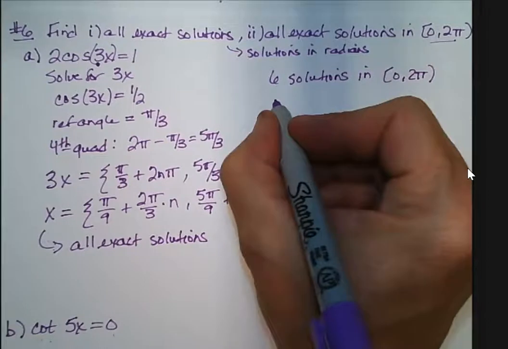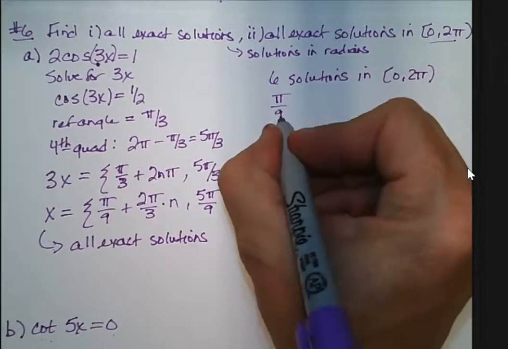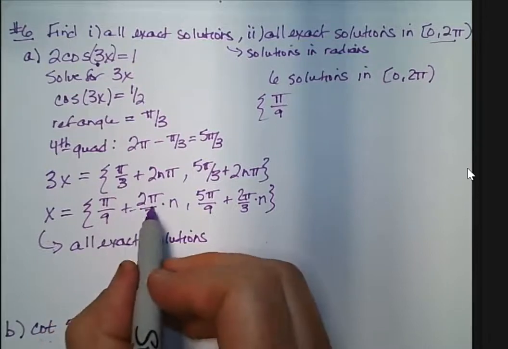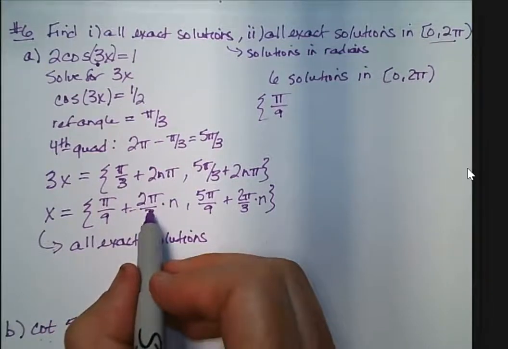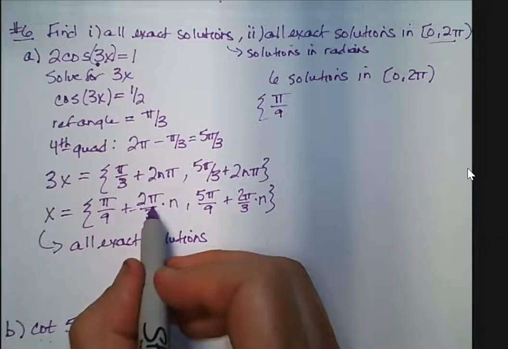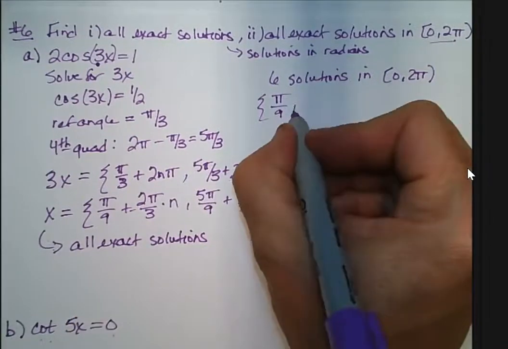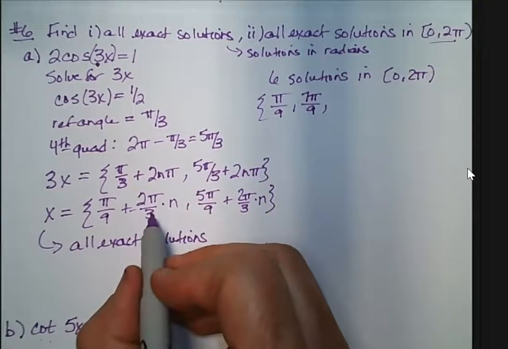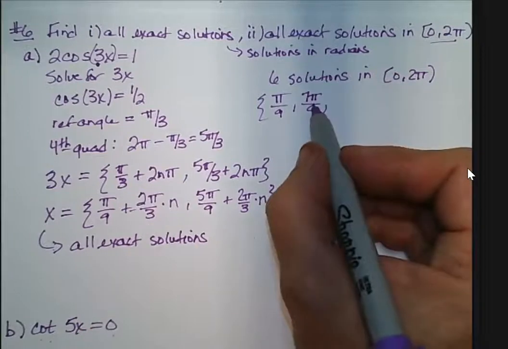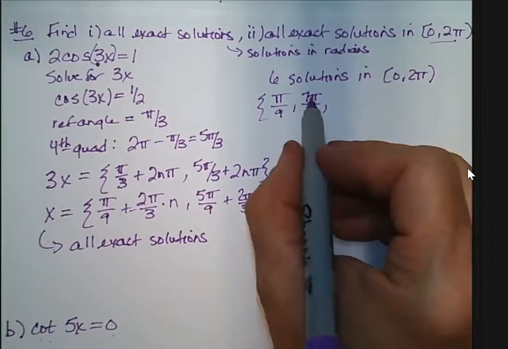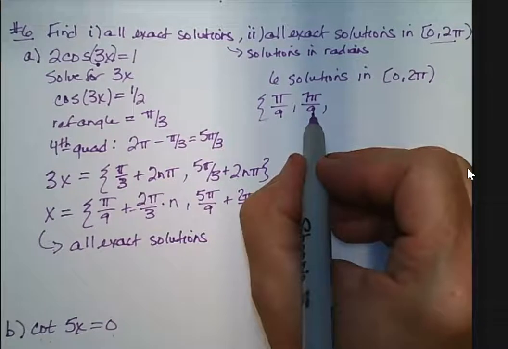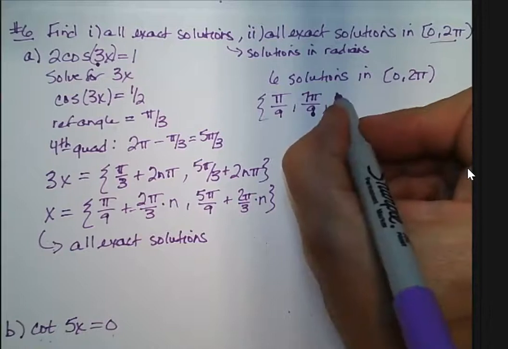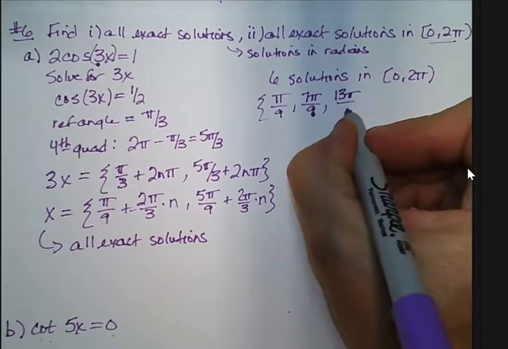So I'm going to start with this one and just start writing down solutions. I can do pi over 9, and then if I take pi over 9 and add 2 pi over 3, 2 pi over 3 would be the same as 6 pi over 9, so that would give me 7 pi over 9. And I'm going to keep adding my 2 pi over 3 until I get to something that's more than 2 pi. So I could take this and add on another 6 pi over 9. That would give me 13 pi over 9.